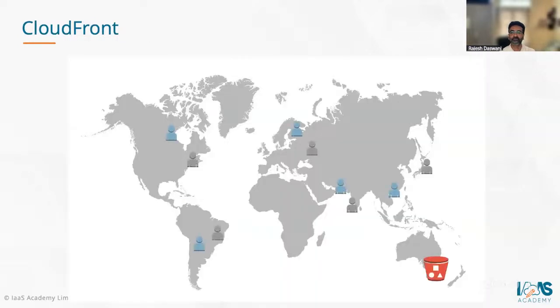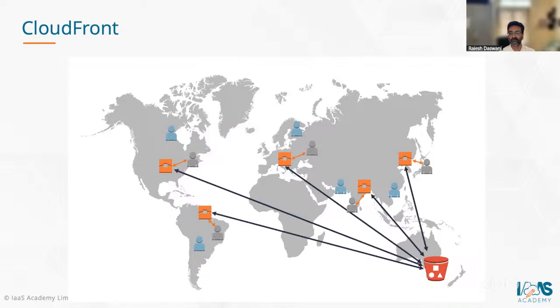Let's talk about CloudFront. CloudFront is a service that helps you build content delivery services for your organization, for your application. Let's say we've got all of these users that need to access the S3 bucket. With CloudFront, users will access the edge location, and from the edge location, they will be accessing the contents that are available in that bucket.